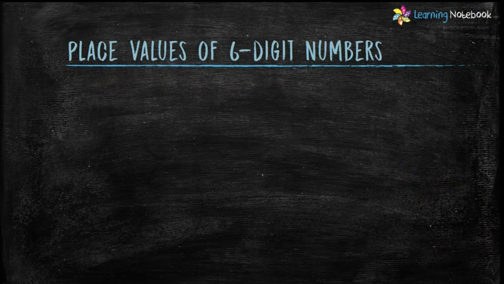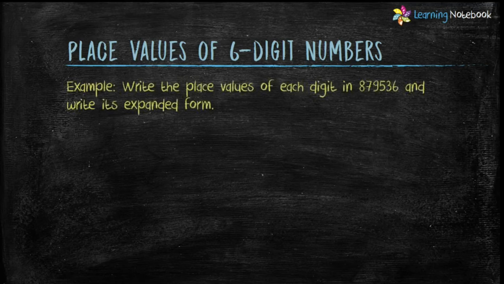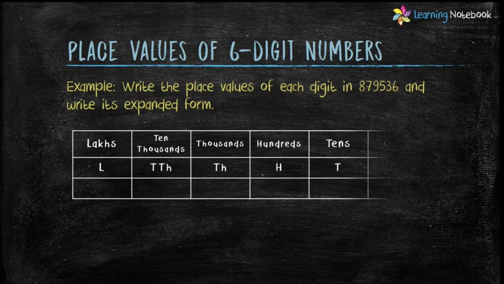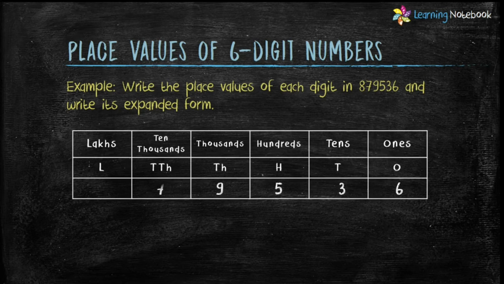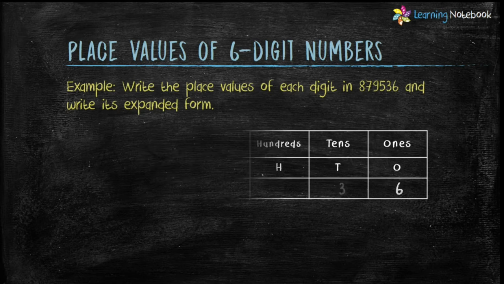Students, now let's learn the place values of 6-digit numbers with the help of an example. Write the place values of each digit in 879536 and write its expanded form. First, let's quickly make a place value chart as we did before. We put 6 at 1's place, 3 at 10's place, 5 at 100's, 9 at 1000's, 7 at 10,000's and lastly 8 at lakhs place. Let me make this table a little bit smaller.